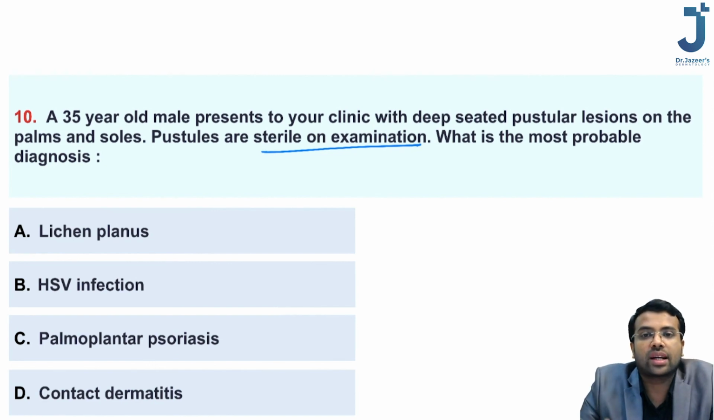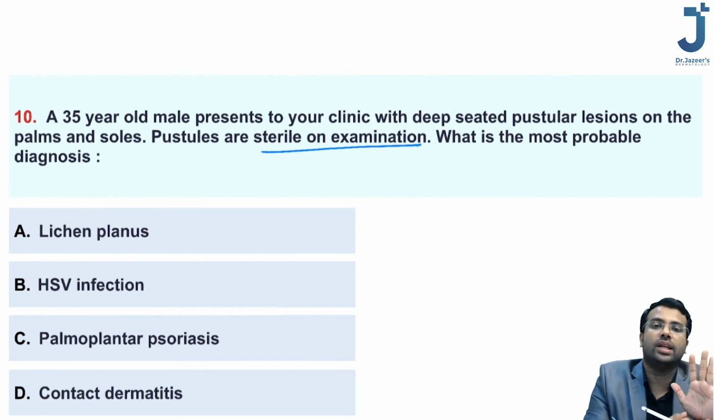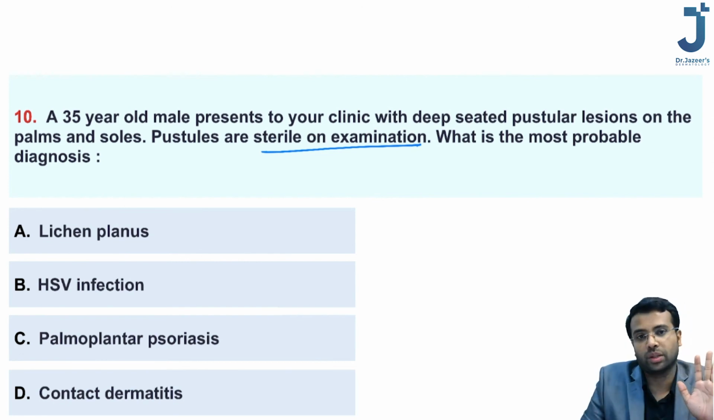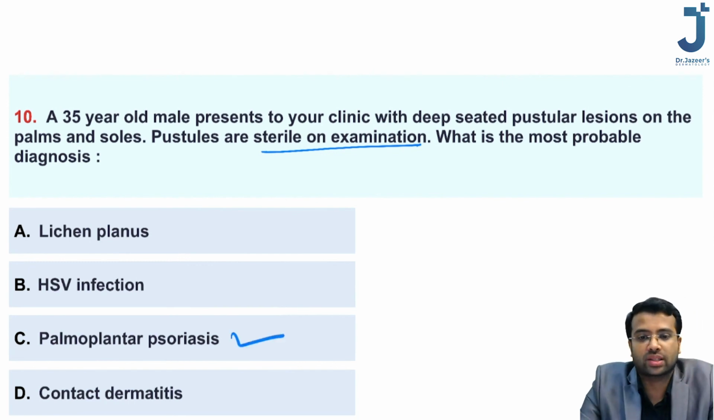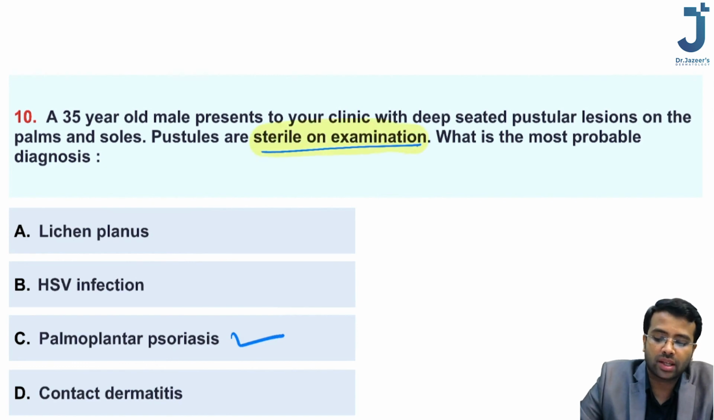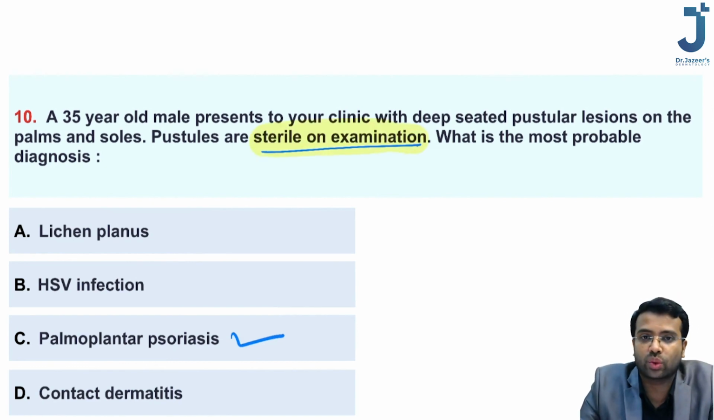So any sterile pustule, especially with the classical variant, where you see deep-seated pustular lesions over the palms and soles, is going to be palmoplantar psoriasis. The key point to remember is, in palmoplantar pustular psoriasis, you will be able to see multiple pustules that are going to be sterile on examination.